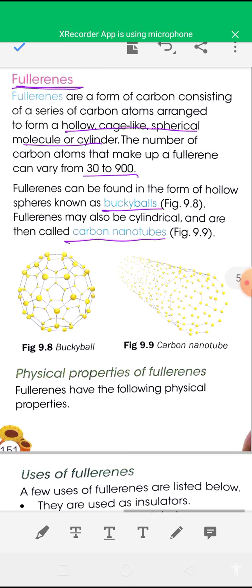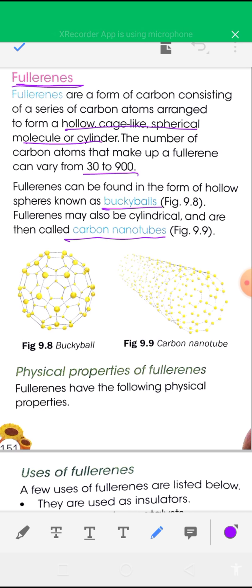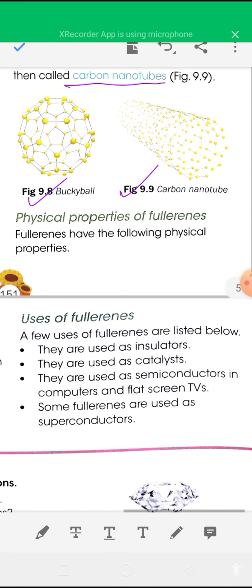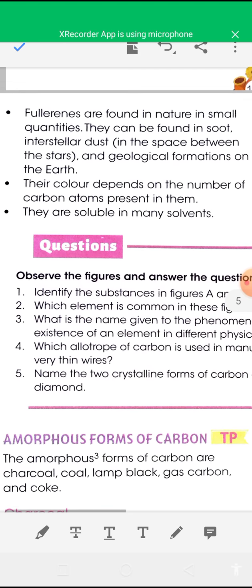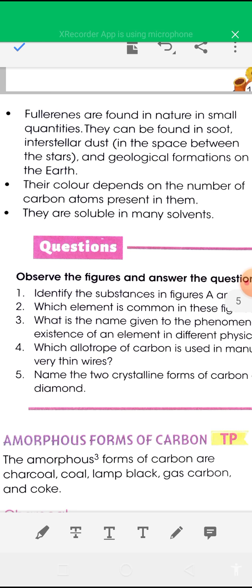So fullerene is the third type of crystalline form of carbon. It can exist in different shapes, hollow, cage-like or spherical, or cylindrical, and the number of carbon atoms in fullerene varies from 30 to 900. Okay, so physical properties of fullerene. Fullerenes are found in nature in small quantity. They can be found in soot and interstellar dust, and their color depends on the number of carbon atoms present in them, and they are soluble in many solvents.